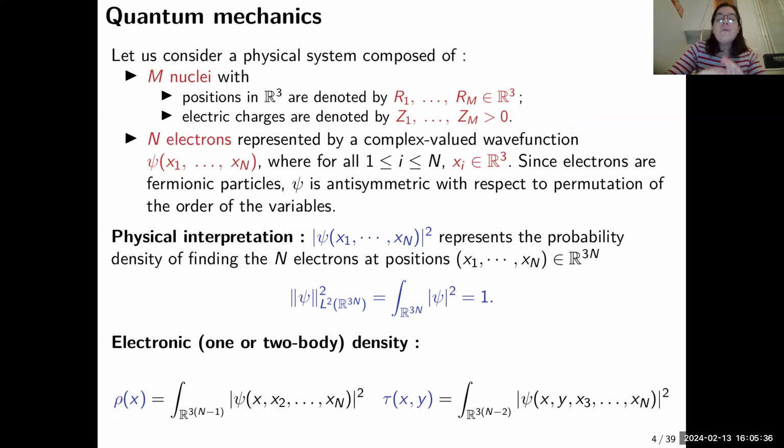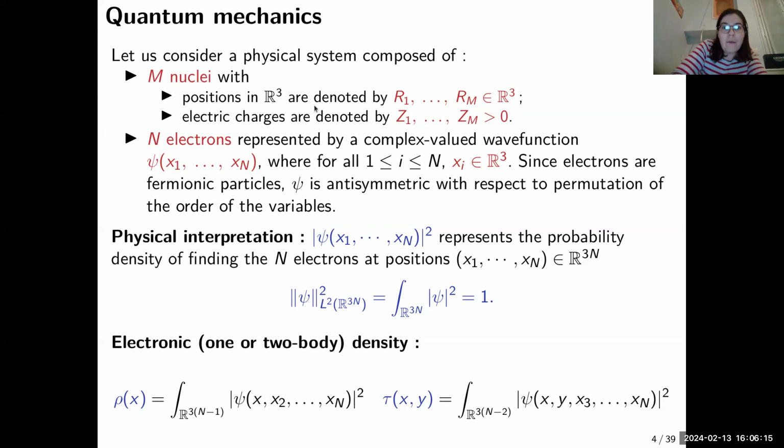So now that I've explained to you the main context of this work, I need to introduce a few notations to explain what the mathematical models are that enable us to compute the state of the electrons, these ground states of the set of electrons. So let me specify some notation. I'm going to assume that I consider a molecule which is composed of M nuclei, okay? As I told you earlier, these nuclei are quite heavy particles, and they can be modeled as classical particles.